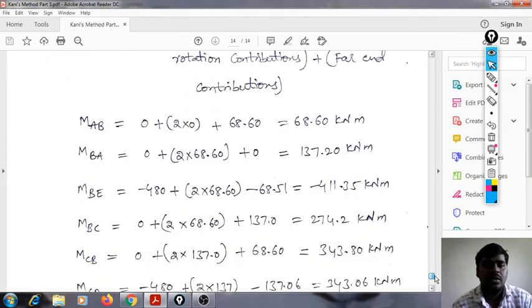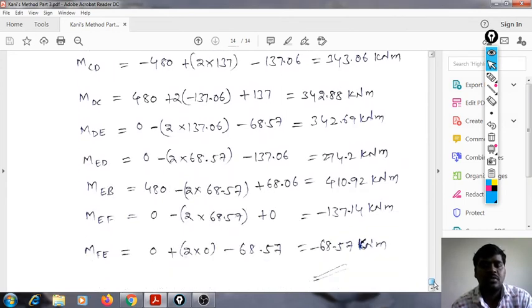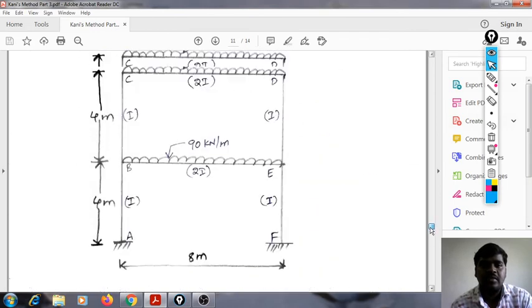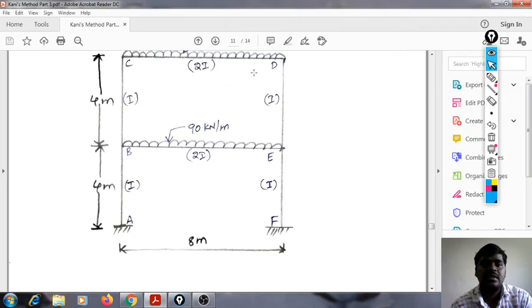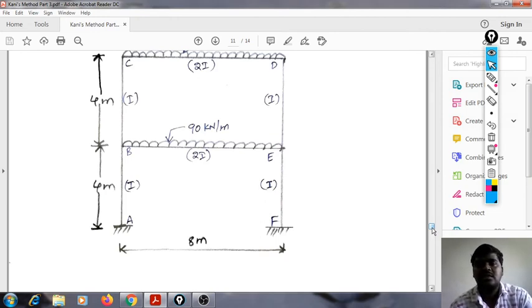This is 1, 2, 3, 4, 5, 6, 7, 8, 9, 10, 11, 12. So, overall there are 12 final end moments. How do the 12 come from this? If you look at this portal frame, for each joint we have 1, 2, 3, 4, 5, 6, 7, 8, 9, 10, 11 and 12. So, we have a total of 12 final moments to be calculated using Kani's method. This type of frame is called a portal frame.